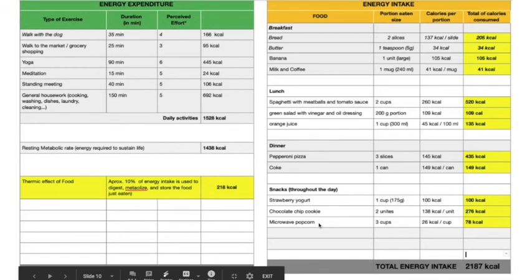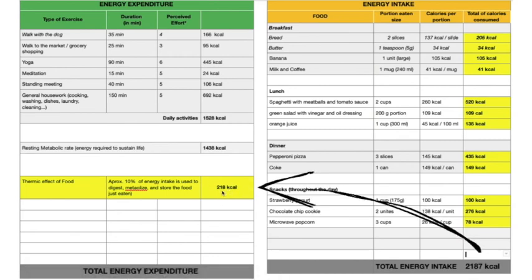The final element of energy expenditure is the thermic effect of food. That is the amount of energy spent to digest, metabolize, and store the food you just ate. Since my energy intake was 2,187 kilocalories, the amount of energy I needed to digest, metabolize, and store that quantity of energy is 10%, which is around 218 calories.